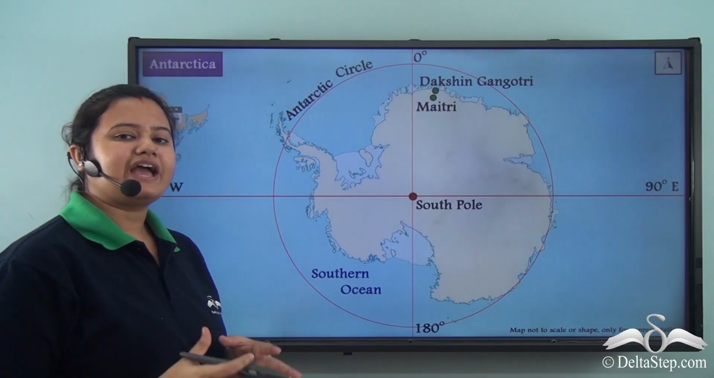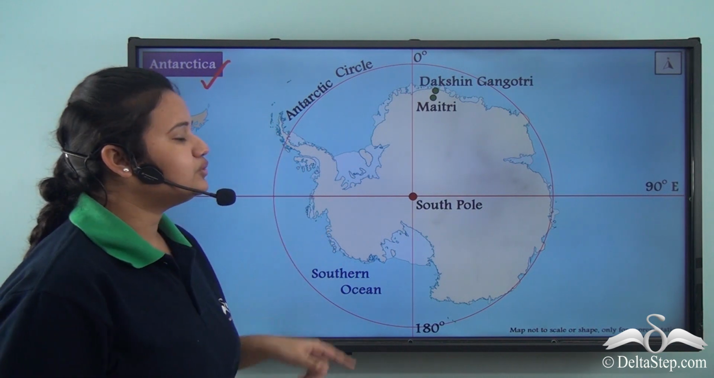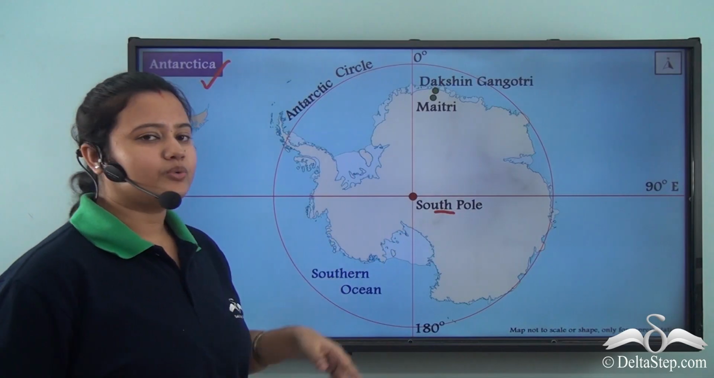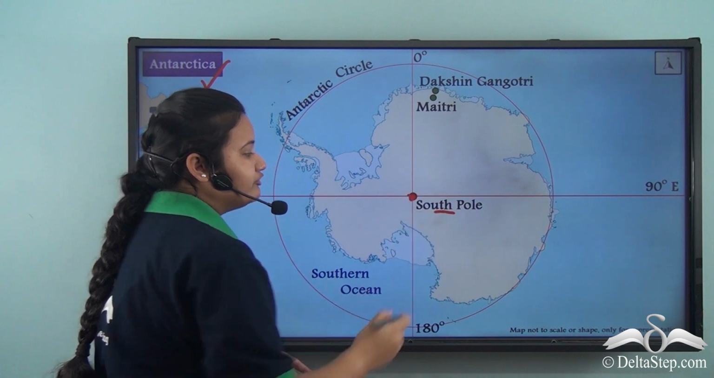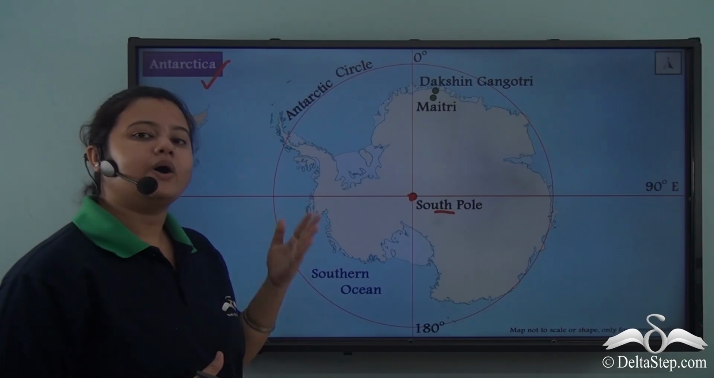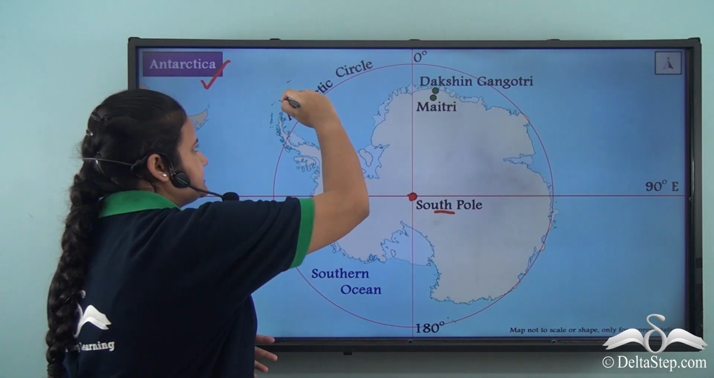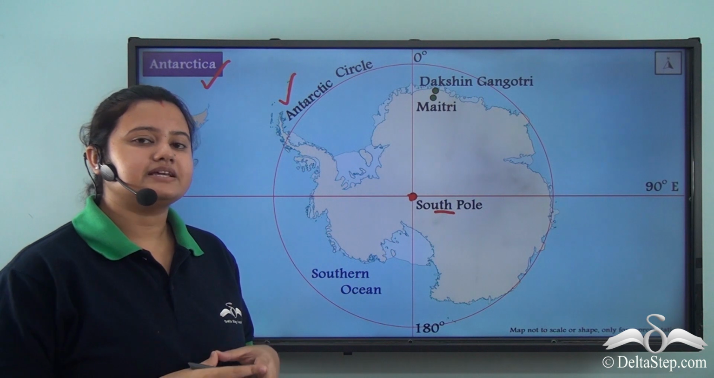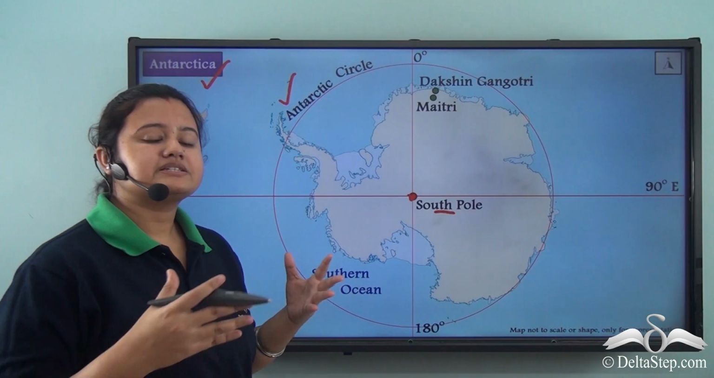And finally, we have the continent of Antarctica. Well, this is the view of the world from the top of the South Pole. The South Pole, as we can see here, is located exactly at the center of Antarctica. Now, Antarctica, as we can see here, exists beyond the Antarctic Circle. So, we can also say that Antarctica exists in the southern polar region of the world, and it is surrounded by the Southern Ocean.